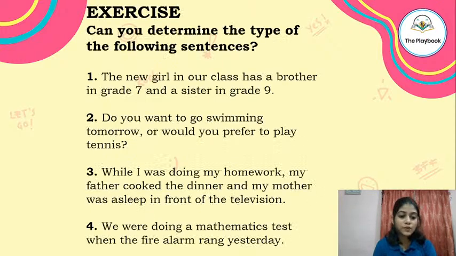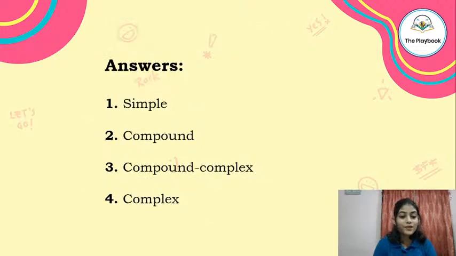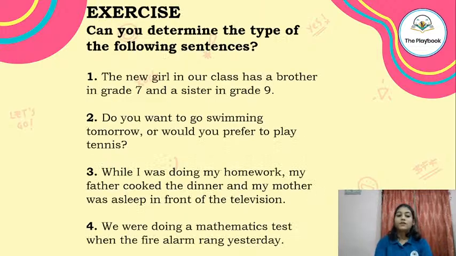Now, looking at the third one, it's a compound-complex structure. Look at it. What does a compound-complex structure have? It has two independent clauses and one dependent clause, right? So look at the sentence. While I was doing my homework, my father cooked the dinner and my mother was asleep in front of the television. So the sentence starts with a dependent clause.